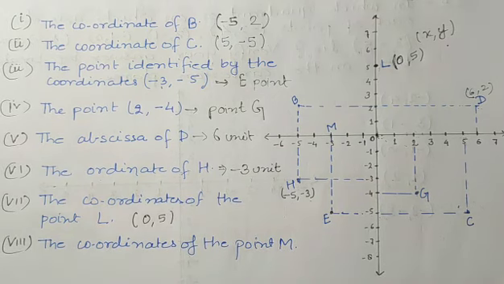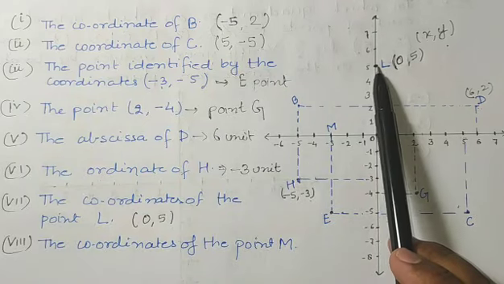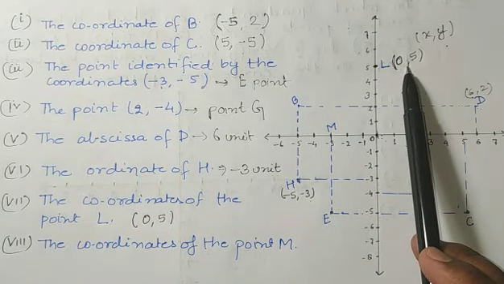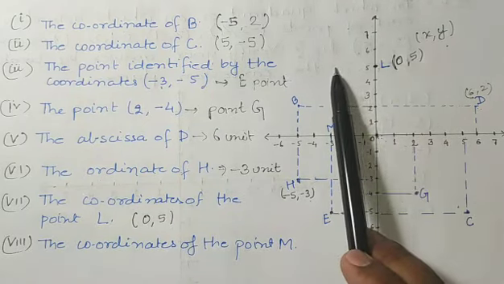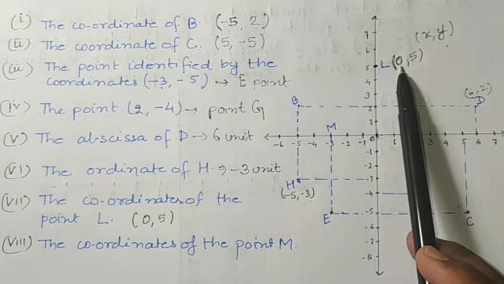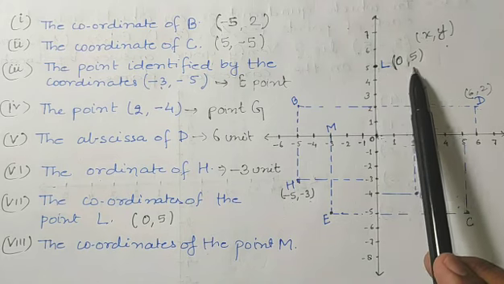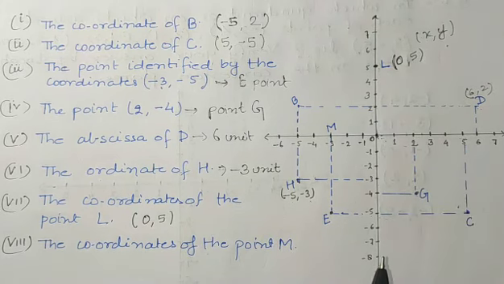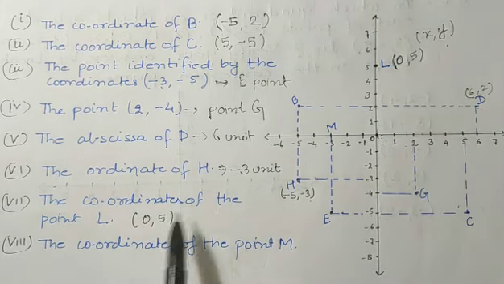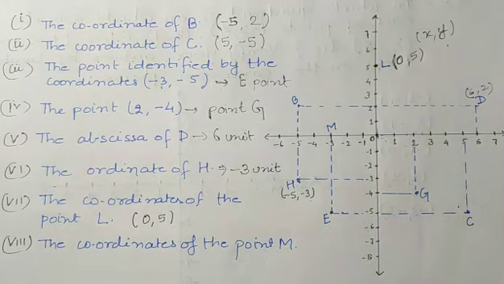Towards x direction the point has not traveled, means neither on the right hand side nor in the left hand side, so its abscissa will be 0. But towards y direction it has traveled 5 unit, so its ordinate will be what? 5. Okay, so the coordinates of point L is 0, 5.